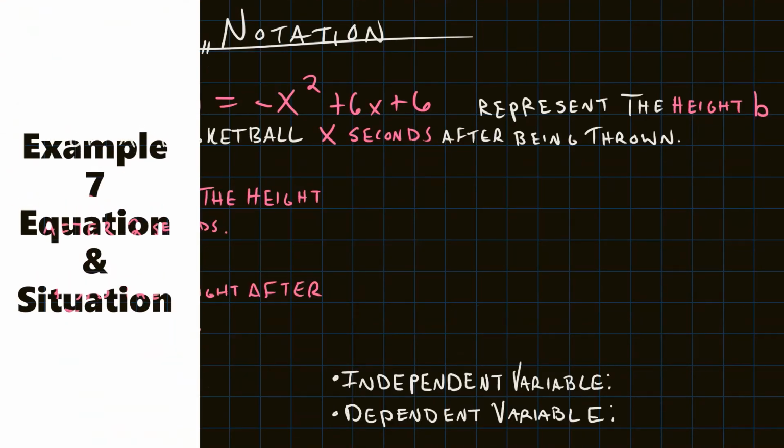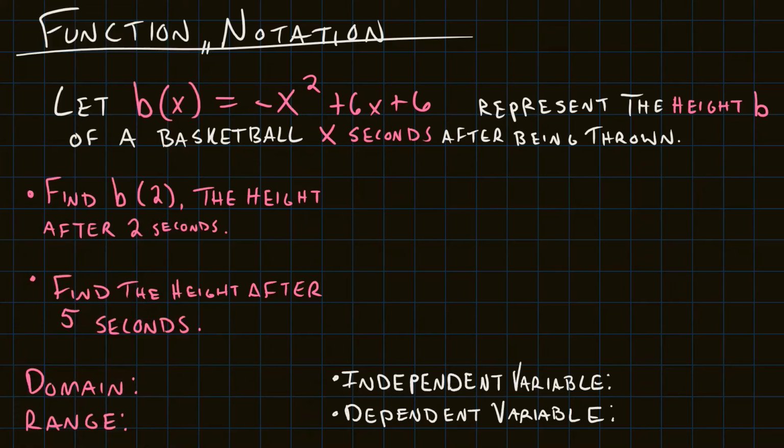So for our final example, we're going to be looking at how we use function notation using an equation in a problem situation. Let b of x equal -x squared plus 6x plus 6 represent the height b of a basketball x seconds after being thrown. So a couple things to notice. One, the height is being represented by b, and x represents the seconds after the ball is thrown.